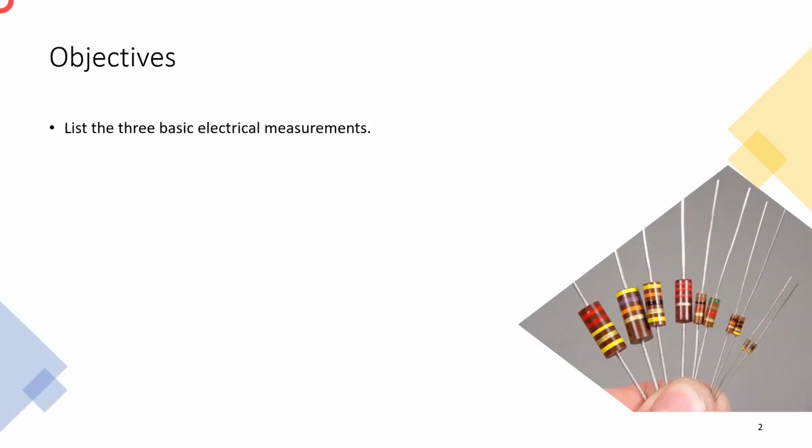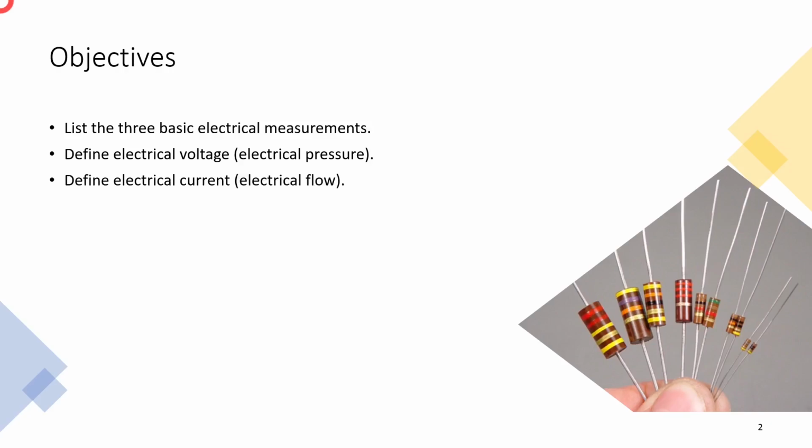So we have some objectives here. First, we want to list the three basic electrical measurements. We've already studied two, voltage and current. So we want to define electrical voltage, or in our case, redefine electrical voltage. And we're going to learn that that is analogous to electrical pressure. And we want to define or redefine electrical current, which is electric flow. And we want to define electrical resistance, which is like a restriction to the flow of electrons in a circuit.